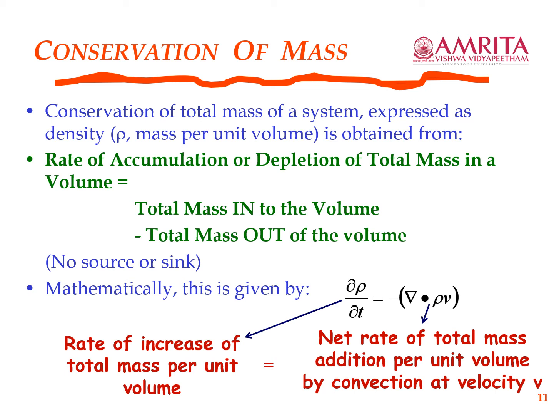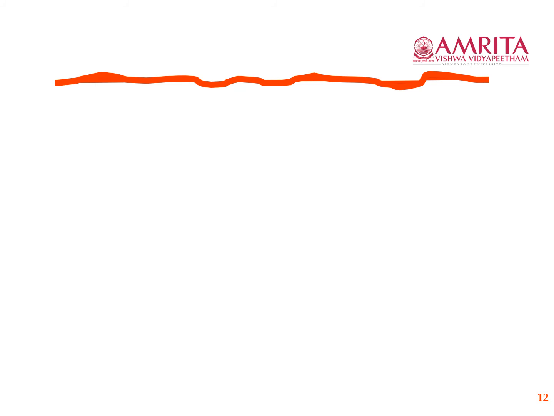Just to point out, the actual flux is ρv, and the net rate of mass addition is actually the double integral of that ρv over the surface dS. However, this is how it is captured in the conservation equation. We will see why that is when we look at the actual derivations.